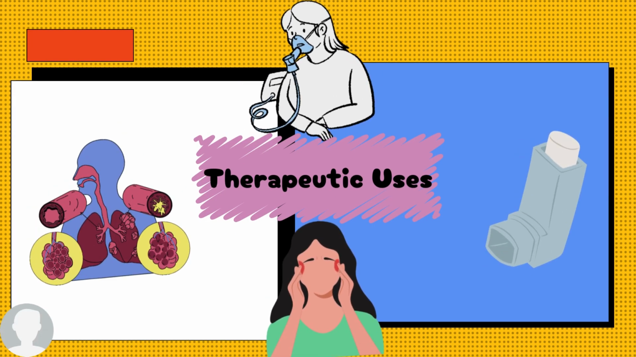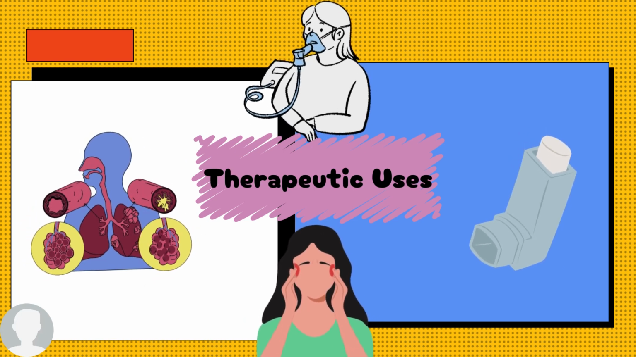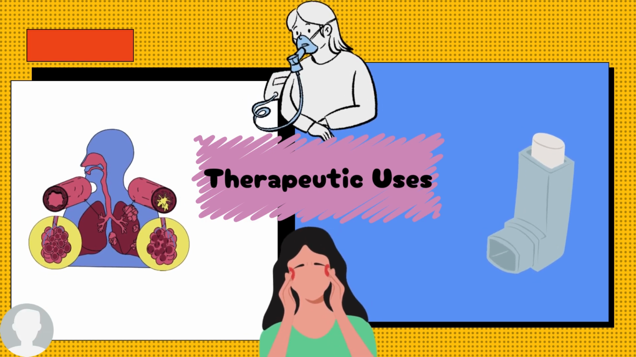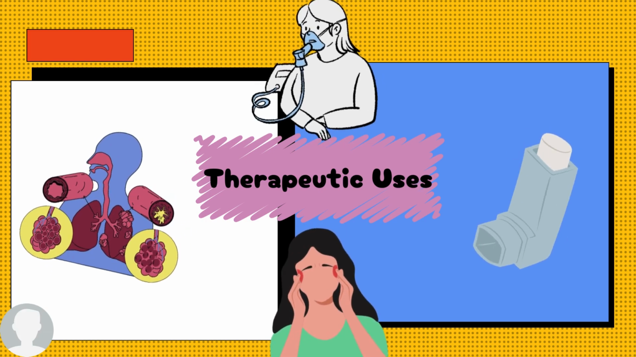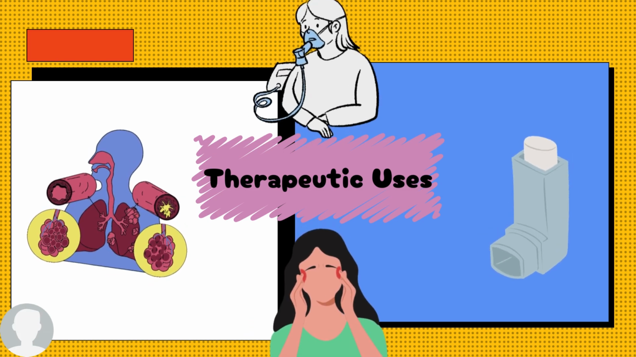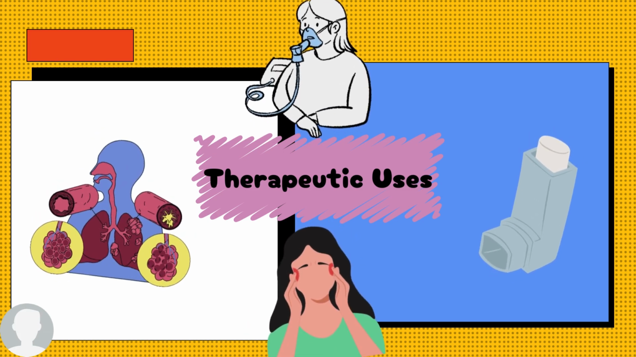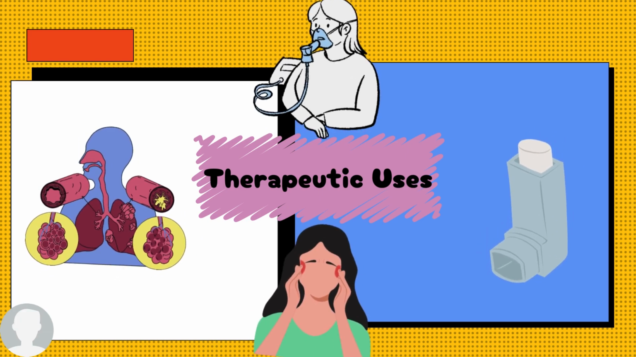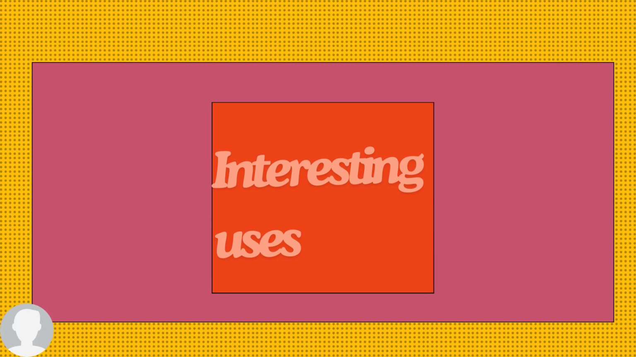As a result of its bronchodilatory or vasodilatory effect, it is therapeutically used in the treatment of COPD, which stands for chronic obstructive pulmonary disease. It also is used to treat bronchial asthma, infant apnea, and post-dural puncture headache, as can be seen in the picture.